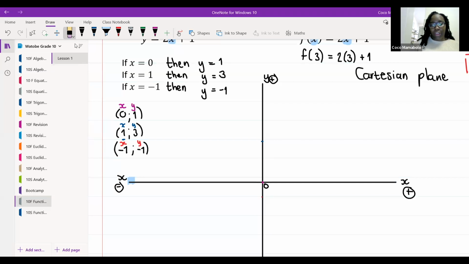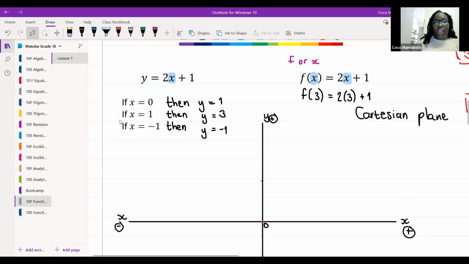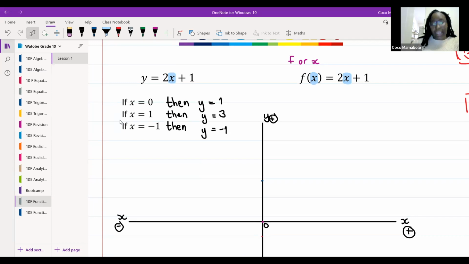So let's go back to our function. Our function says, okay, let's choose a different number. If I make... that's it, yes. After we plot the points, we join them and they give us a straight line. Yes, we're going to do that in just a bit.